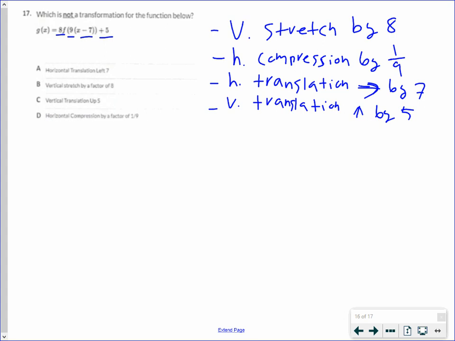A says a horizontal translation left by 7. That looks promising because our graph has a horizontal translation to the right by 7. B says vertical stretch by a factor of 8. We said that. So that is a transformation, so we can mark that off. For C, we're saying a vertical translation up by 5. That's part of our new function. That's one of our transformations, so we can mark that off as well. And last, for letter D, it says a horizontal compression by a factor of 1/9. That is a transformation, so we can mark that off. So A is our answer choice for number 17.